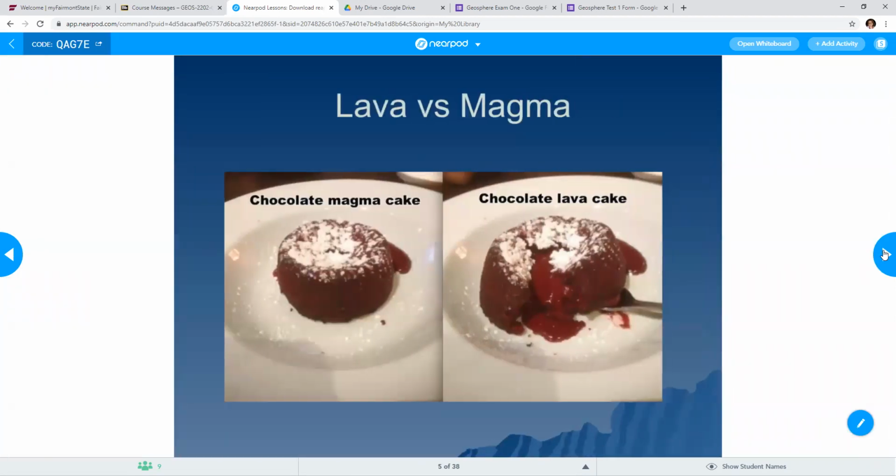So, easy way to remember: magma cake is all still inside. Lava cake, it came out. I live out in the middle of nowhere, not a lot to do.